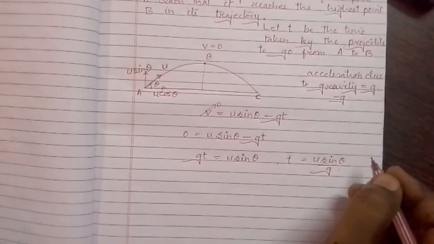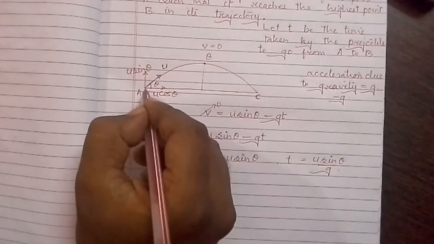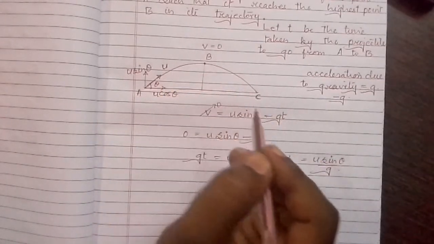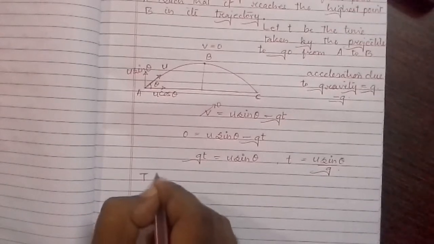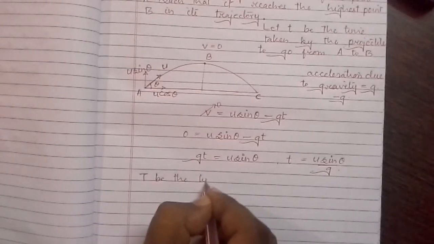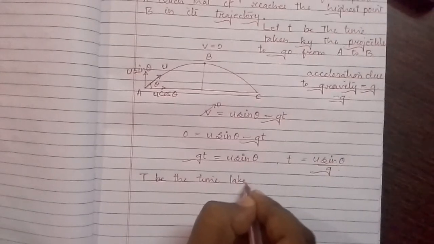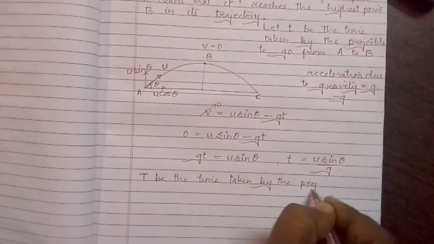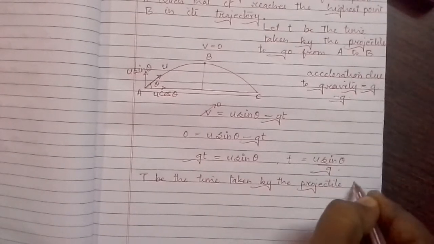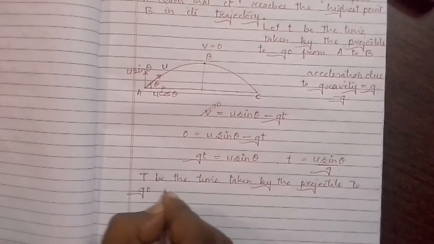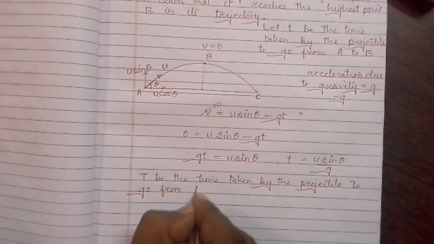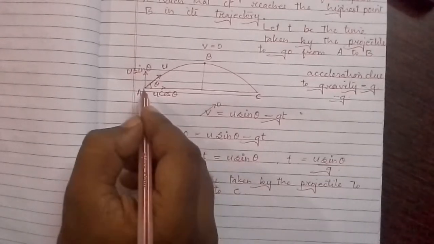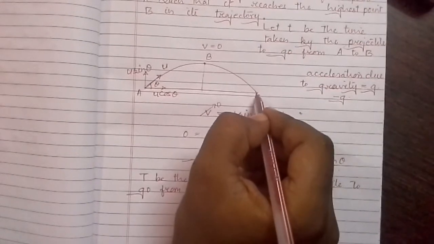Now let us come to time of flight. So if we see that the body goes from A to C via point B, let T be the time taken by the projectile to go from A to C. So if we assume, let us say at point A the height is 0, then at point C also the height is 0.